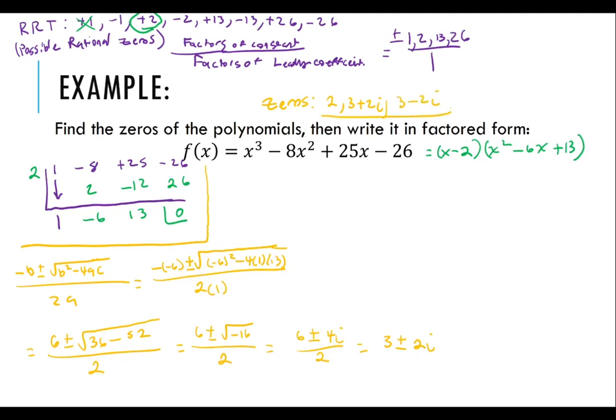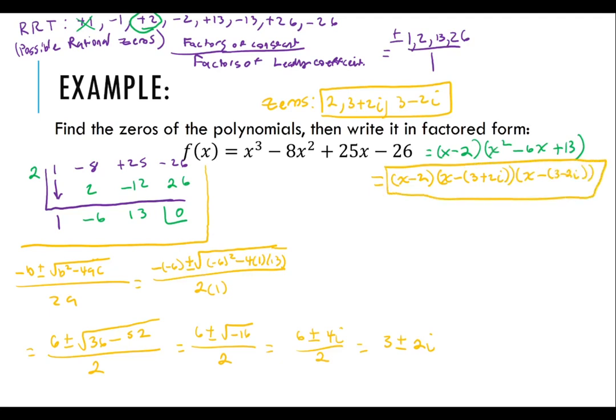So we found all the zeros. That was one goal. The next goal is to factor it completely into linear factors. And so if we want linear factors, that's going to be x minus 2 times x minus 3 plus 2i times x minus 3 minus 2i. And so that's the completely factored form into linear factors. And then we also found the zeros.